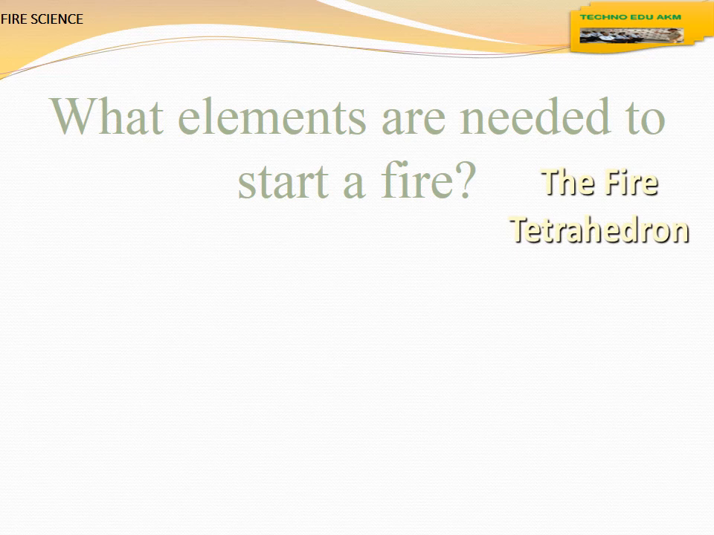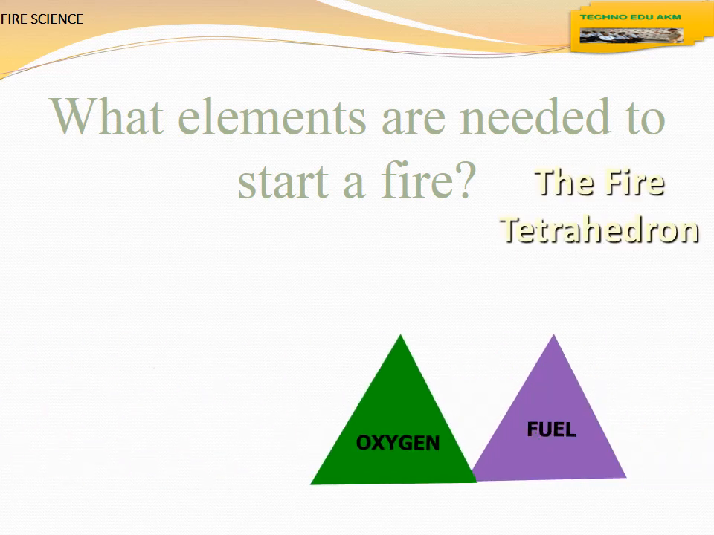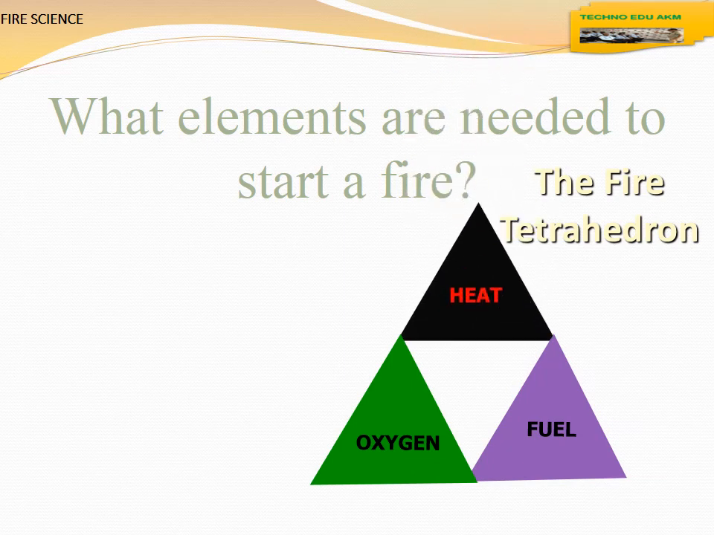Fuel, oxygen, and heat are frequently referred to as the fire triangle. Add in the fourth element, the chemical reaction, and you actually have a fire tetrahedron. The important thing to remember is, take any of these four things away and you will not have a fire, or the fire will be extinguished.